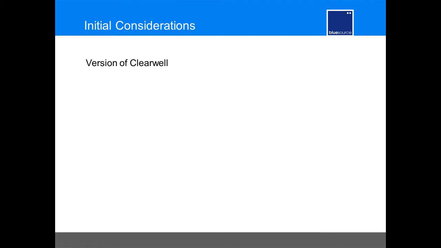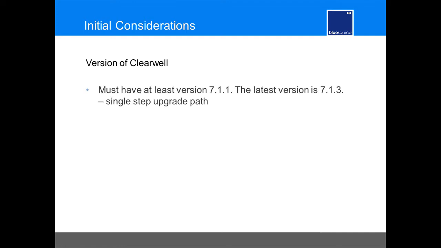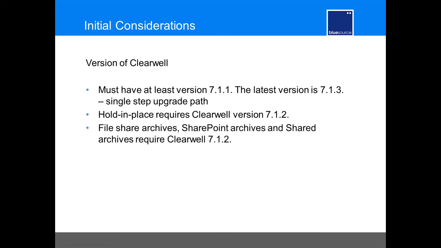The next consideration is your current version of Clearwell. In order to use Clearwell with Enterprise Vault, you must be running version 7.1.1 at a minimum. As of this video, version 7.1.3 is the latest and is a single-step upgrade from version 6.6 or above. To use the Hold in Place feature of Enterprise Vault, you must be running Clearwell version 7.1.2. To collect against file share archives, SharePoint archives, or shared archives, you must be running Clearwell version 7.1.2.